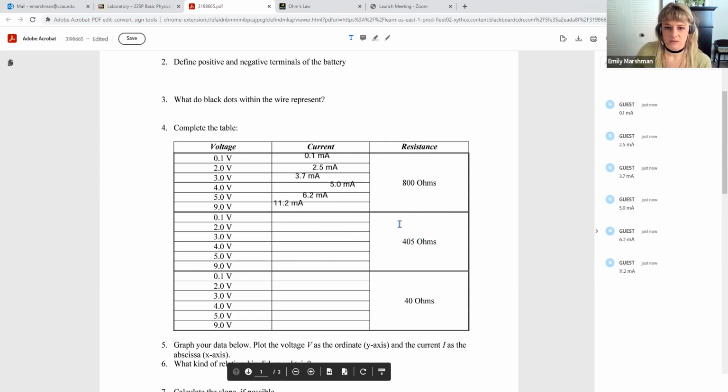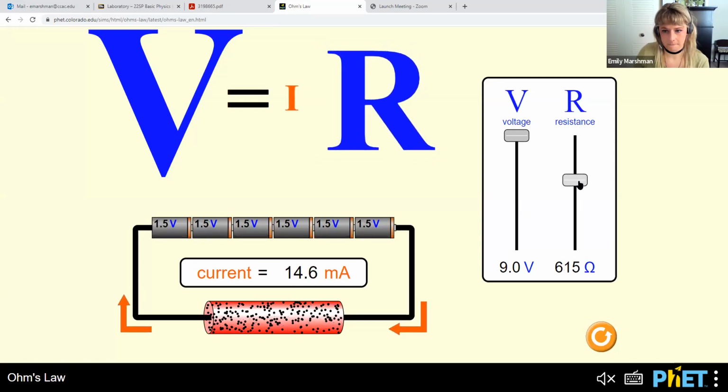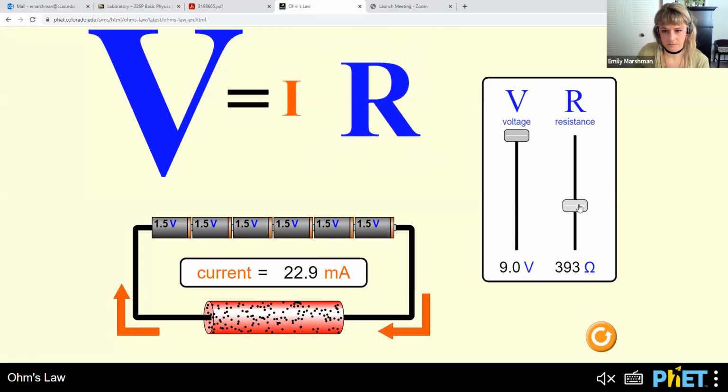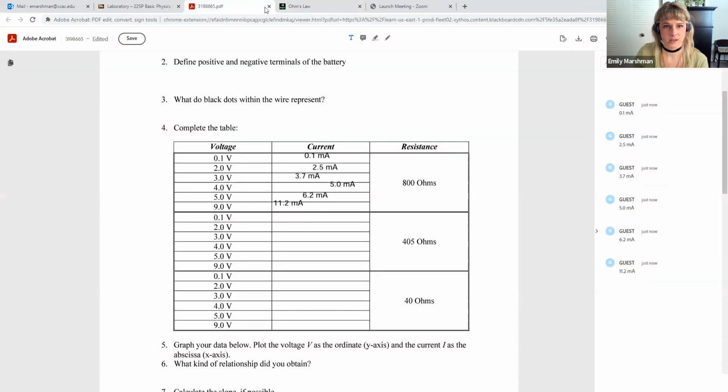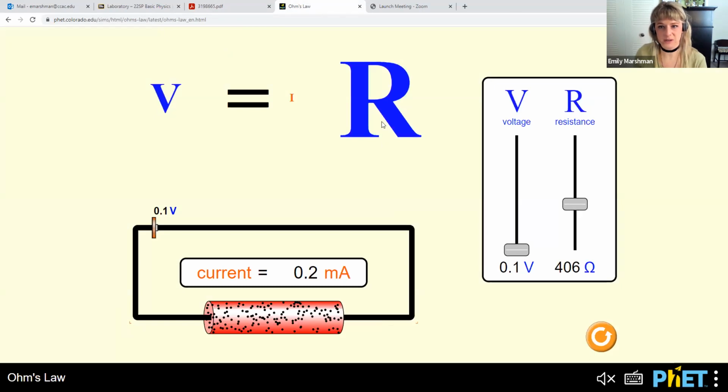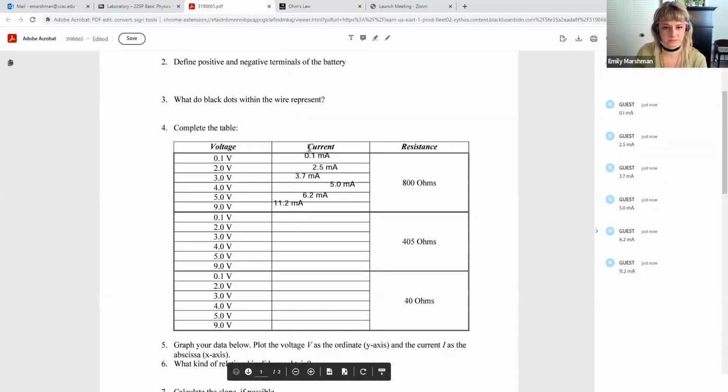And then you will do the same thing for different resistance values. So 405 ohms, you'll just drop this down. It's okay if you can't get it exactly on 405 as long as it's close enough. And then redo the whole thing again where you change the voltages and record the current. You will see more current flowing here because we have decreased the resistance down to 405 ohms. And you do the same thing for that. Drop it down again to 40 ohms and do the same process all over again.